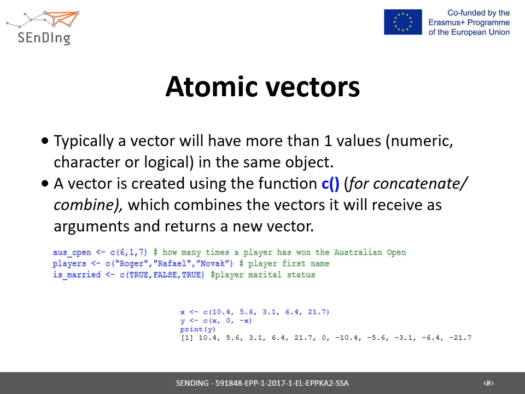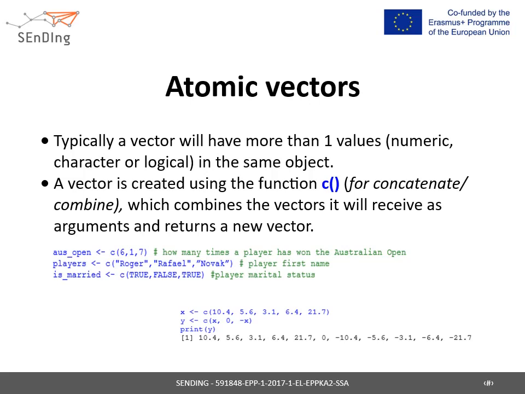Typically a vector will have more than one value, as it is defined as a combination of multiple values, numeric, character, or logical, in the same object. A vector is created using the function c, for concatenate or combine, which combines the vectors it will receive as arguments and returns a new vector. Below we construct a numeric, a character, and a logical vector and fill them with values.